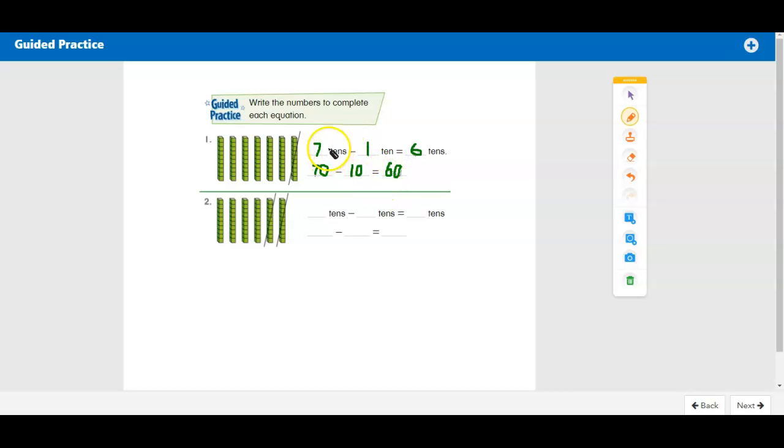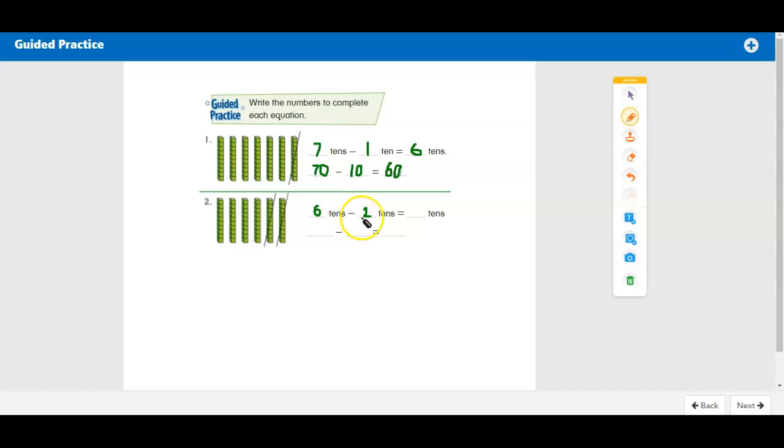Notice that the same numbers we used at the top were the same numbers we used in the tens place for our numbers. Let's do another one together. For this model, we have 1, 2, 3, 4, 5, 6 tens total. 2 of the tens are crossed out. We will subtract the 2 tens that have the lines through them.